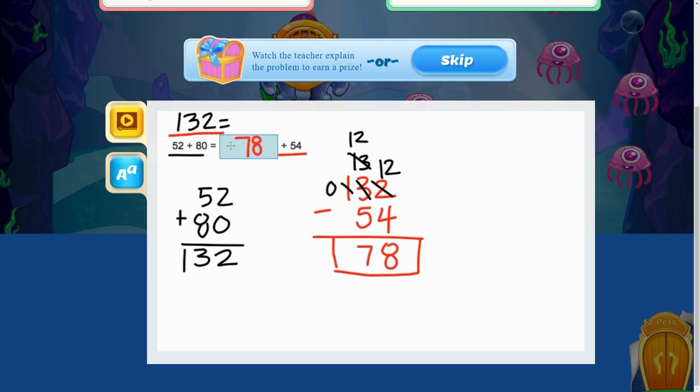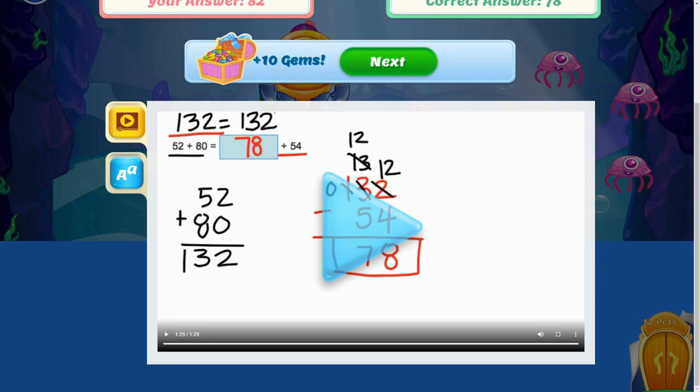52 plus 80 equals 78 plus 54. And both of these equal 132.